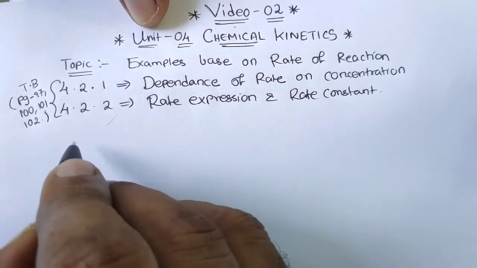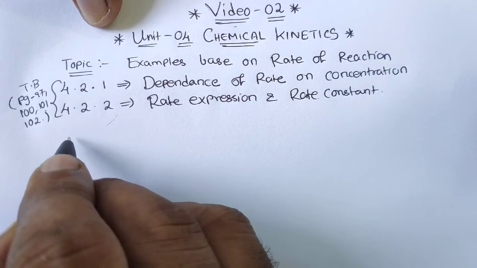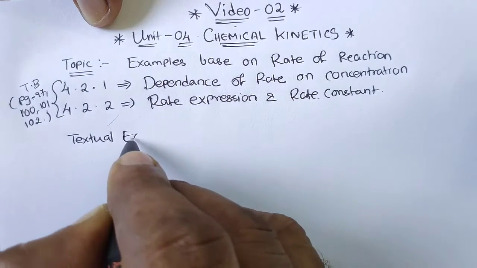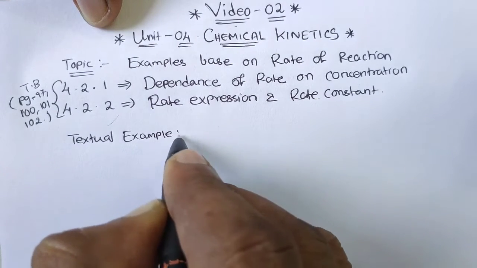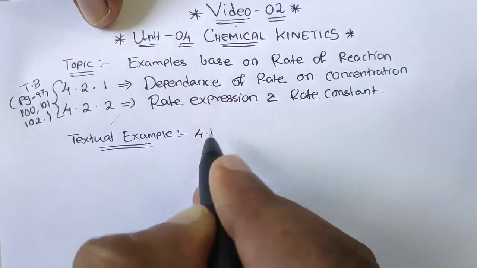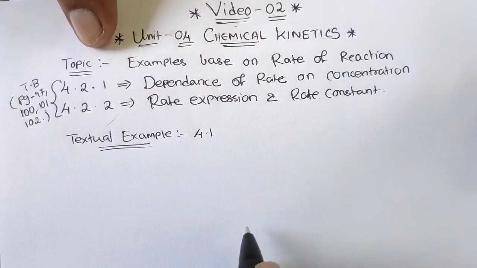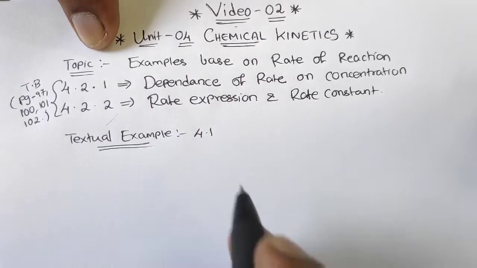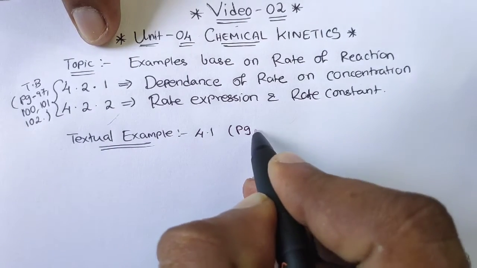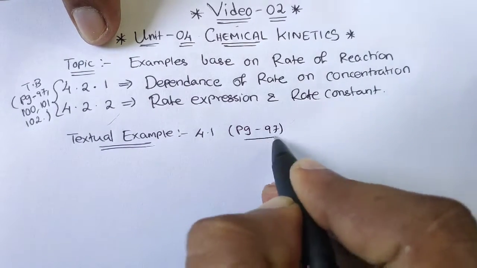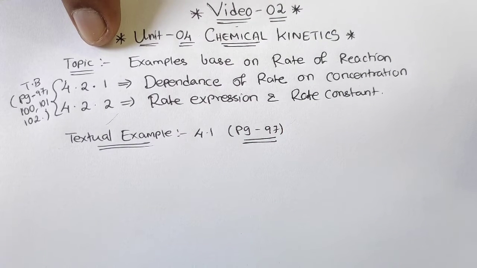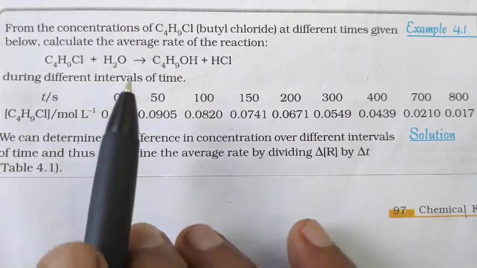Now in the textbook exercise, you can see solved example 4.1, which is given on page 97. Now we will go through your textbook. First we will go through the question and then I will explain it. This is the example I am talking about.